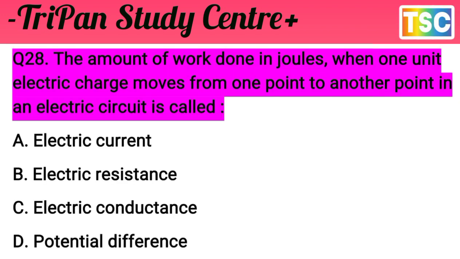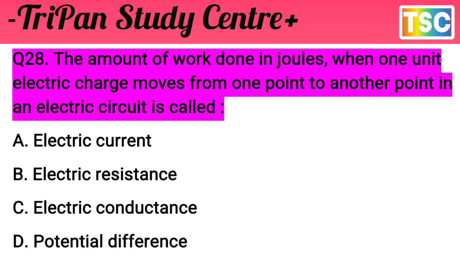Next question on your screen: the amount of work done in joules when one unit of electrical charge moves from one point to another point in an electrical circuit is called: A, electrical current; B, electrical resistance; C, electrical conductance; D, potential difference.